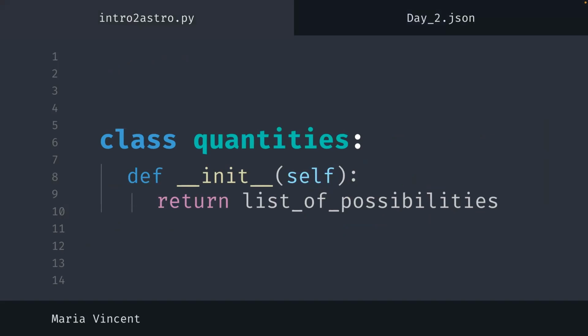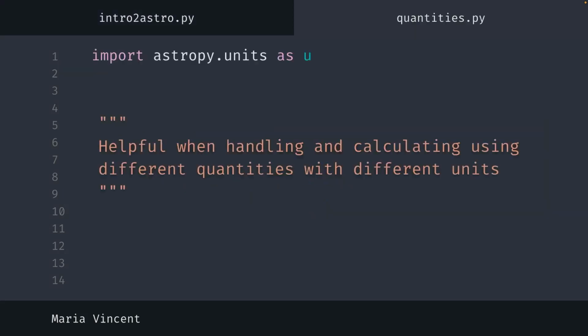Okay, so now, since I see that we're already past the hour, I have time to go over one set of packages for using astronomical quantities. So we have two of those, astropy.units and astropy.constants. As I mentioned earlier, astropy.units is helpful when you're handling and calculating using different quantities with different units. So this is how you'd import it.